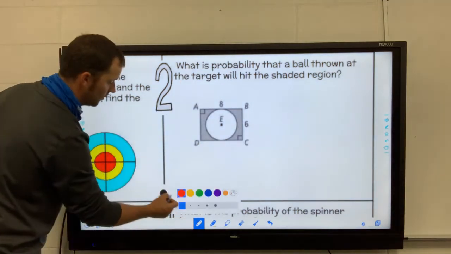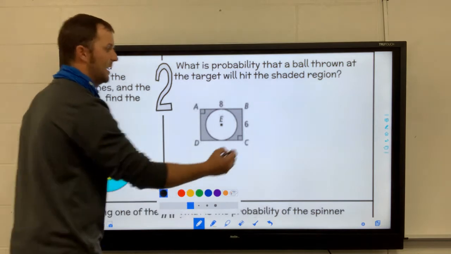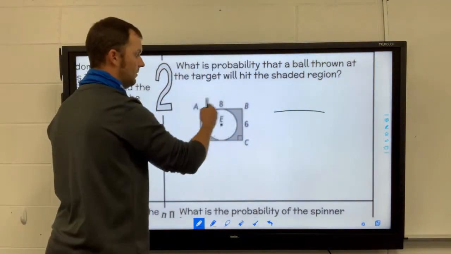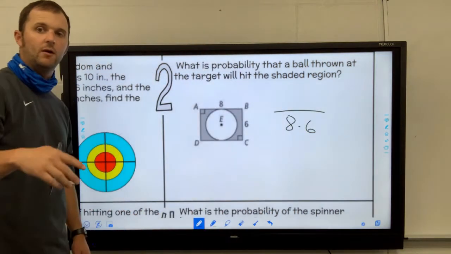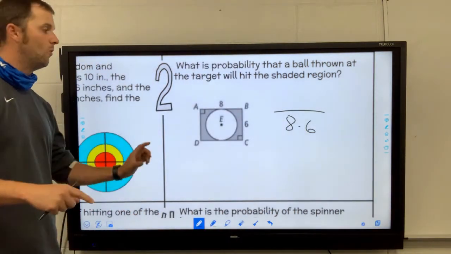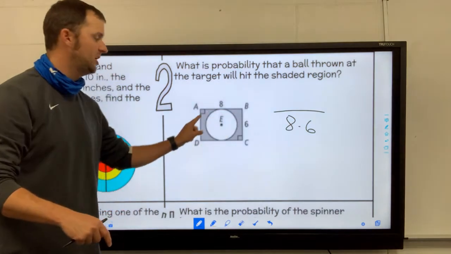So if I want to find the total area of a rectangle, I'm going to do base times height. So on the bottom, I'm going to do the base times the height. So I'm going to do 8 times 6 on bottom. That's going to be my total area.